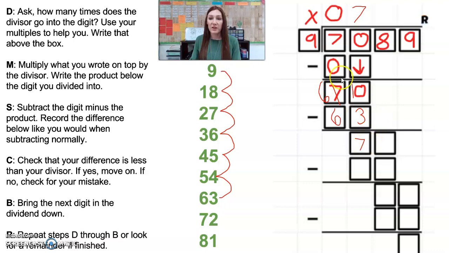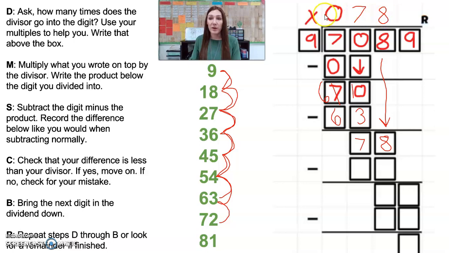Then I need to check, is 7 less than 9? It is. So then I can bring down the next digit in my dividend, which is an 8. My new dividend is 78. I'm now dividing 9 into 78. So let's see how many times 9 can go into 78. So 1, 2, 3, 4, 5, 6, 7, 8 times. I can't go 9 times because 81 is larger than 78. So I can only go 8 times.